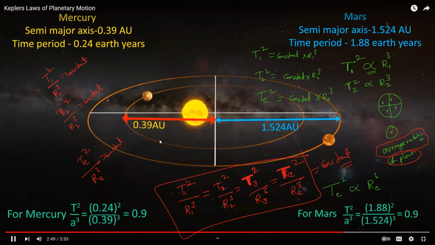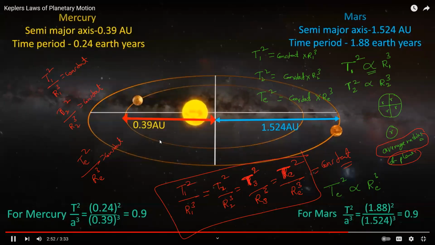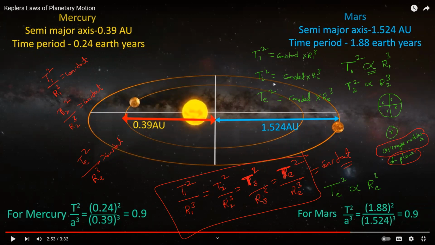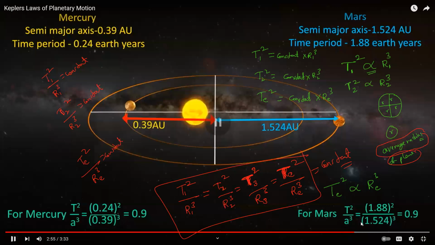The ratio of the square of the time period to the cube of the semi-major axis is almost the same for both planets. Why are they taking the average radius? Because the orbit is not a circular shape. If it were circular, R would remain constant. But it is an elliptical shape. That is why we take the average radius of the planet's orbit. Please remember that.